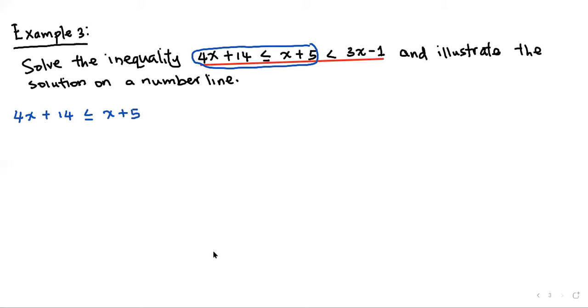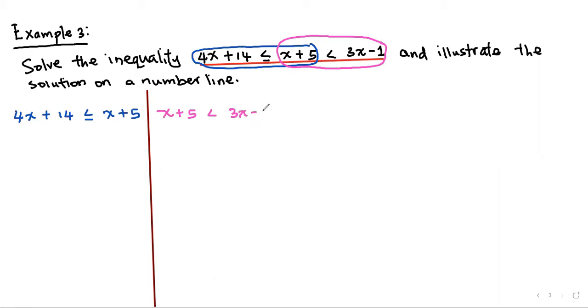Okay. Now, after that, we will have another one, which is x plus 5 is less than 3x minus 1. This one. x plus 5 is less than 3x minus 1. Is that okay, student? Okay.